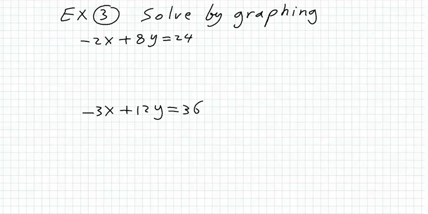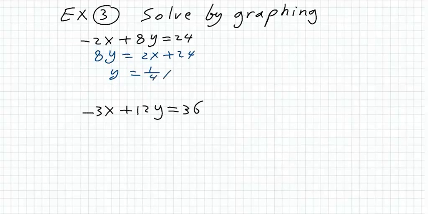From the first equation, start solving for y. 8y is equal to 2x plus 24. Divide by 8, y is equal to 1 over 4x plus 3. Here we can see that the slope is equal to 1 over 4. The y-intercept is equal to 3.